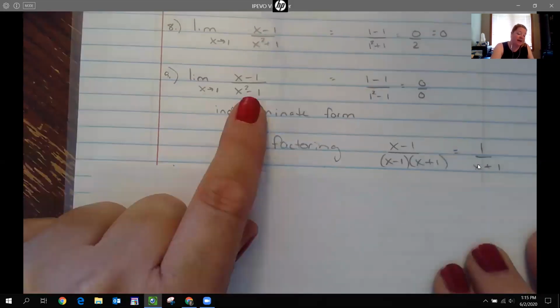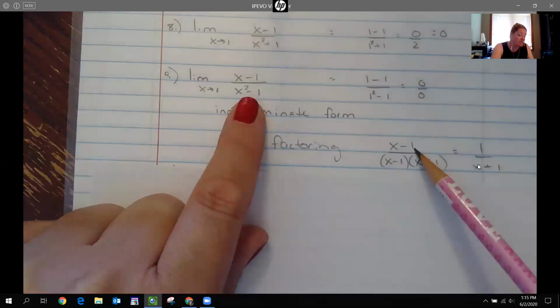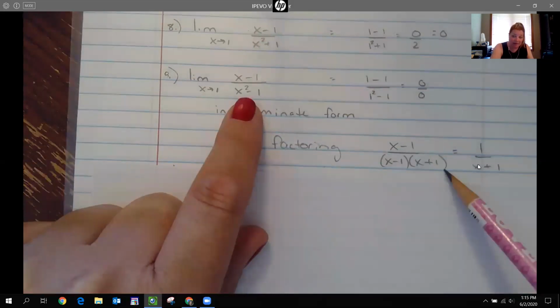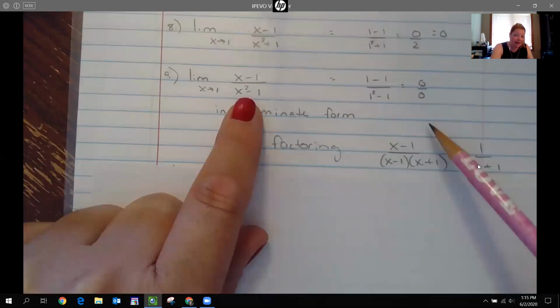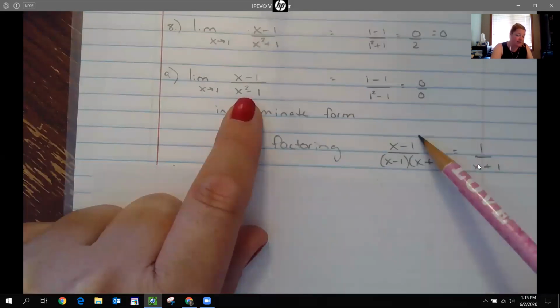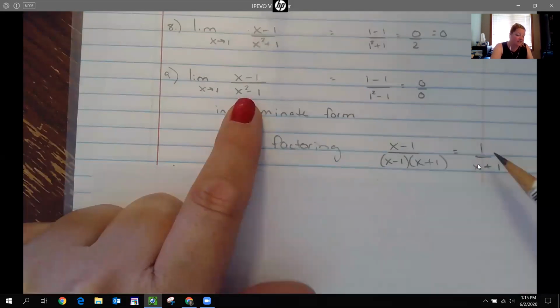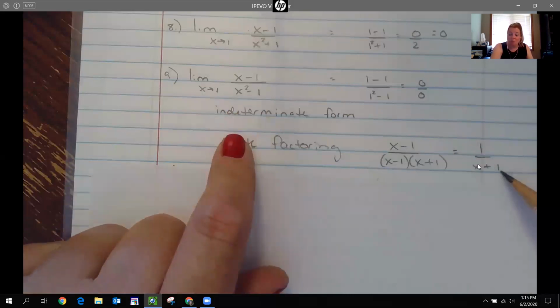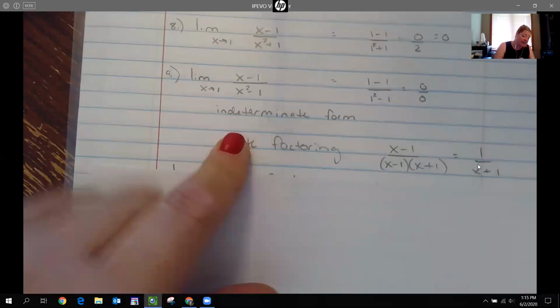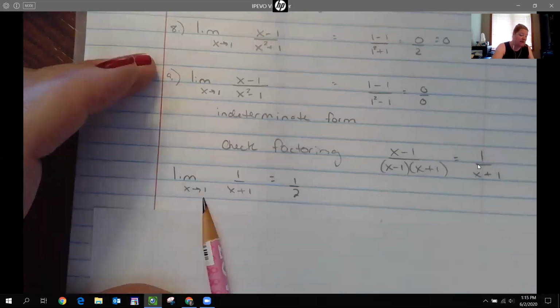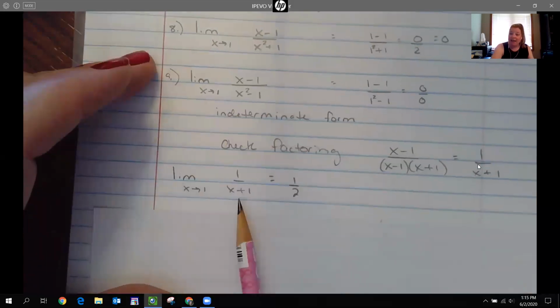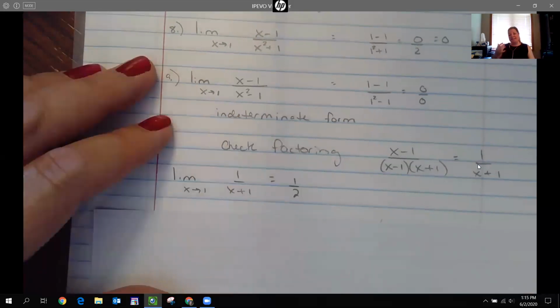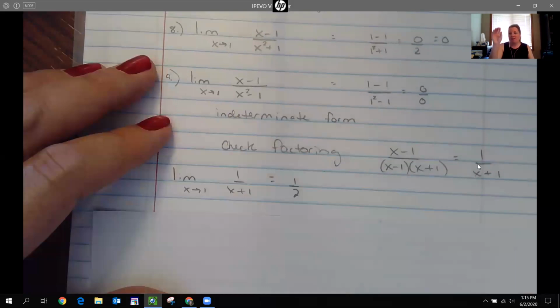The top will become x minus 1. The bottom is x minus 1 times x plus 1. Then you can see that the x minus 1 factors are the same, and I have 1 over x plus 1. Now, where is this as you approach 1? You put the 1 value in, the limit as x approaches 1 of the factored and reduced expression is going to be 1/2. So if it's an indeterminate form, look for factors.